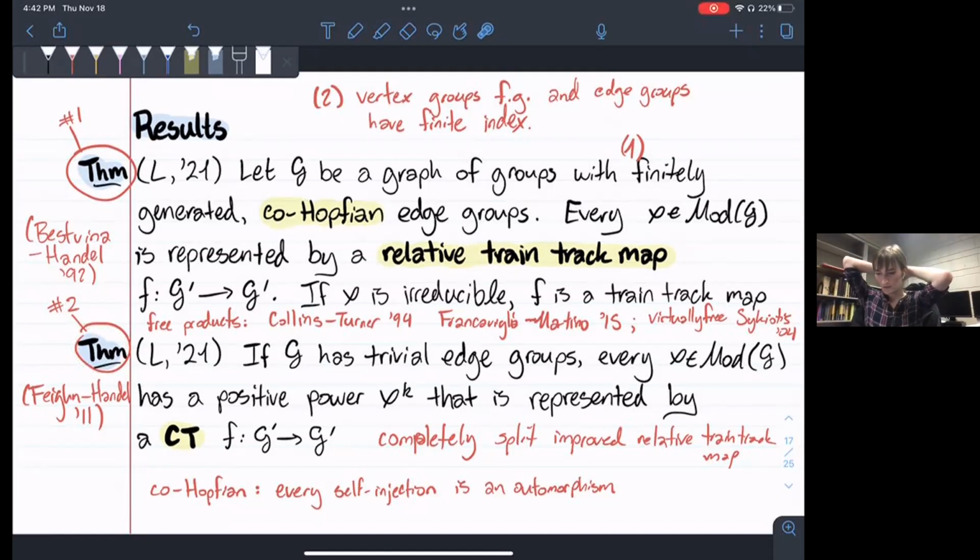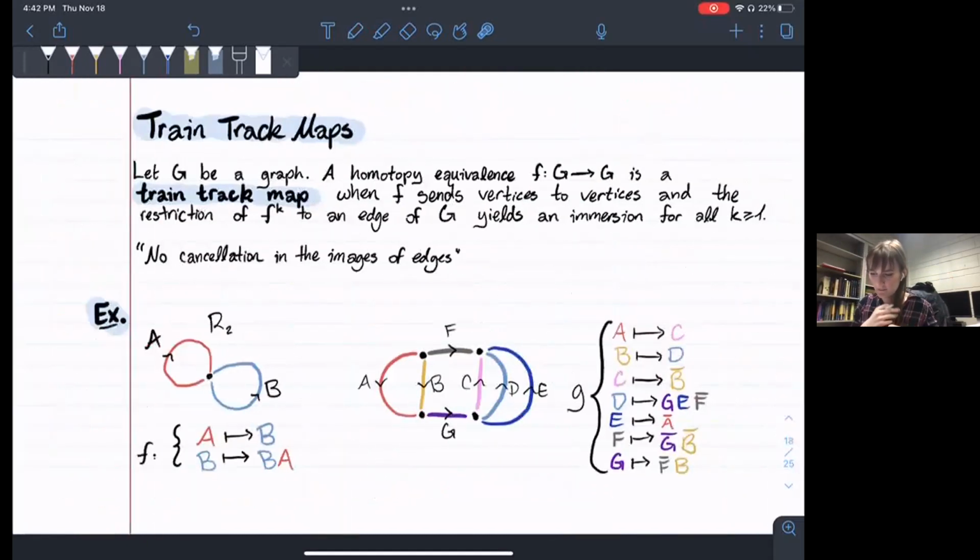Let me tell you what a train track map is. Great. So let's give ourselves just a graph. Okay, so not a graph of groups, just a graph. So a homotopy equivalence of a graph is a train track map when it sends vertices to vertices. Okay, good. And the restriction of any power, or any iterate really, of my map to an edge of my graph is an immersion. So the idea is there's no cancellation in the images of edges. I have two examples.